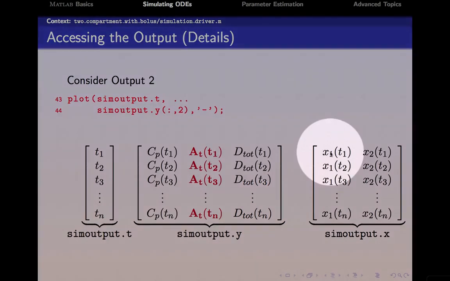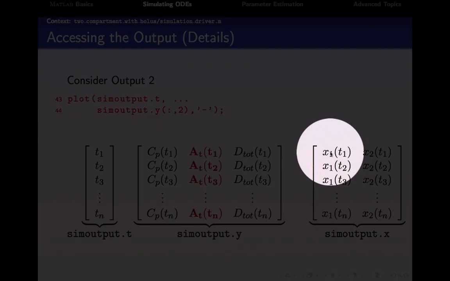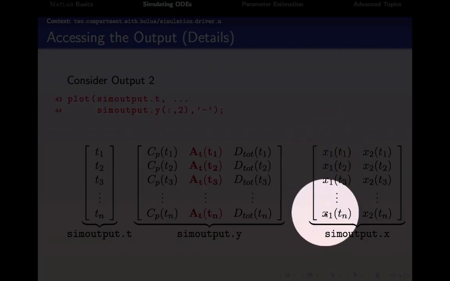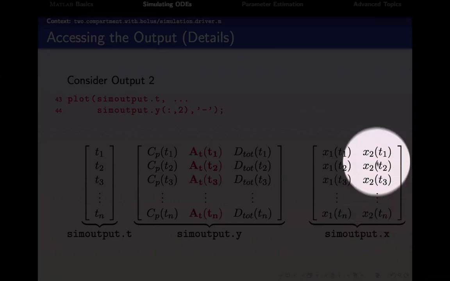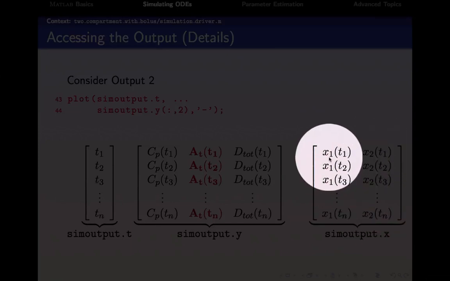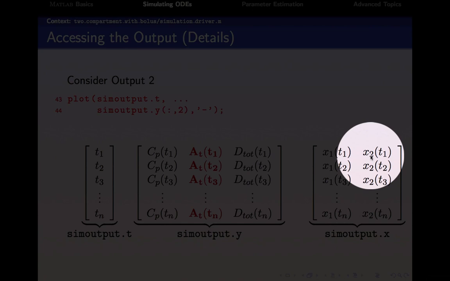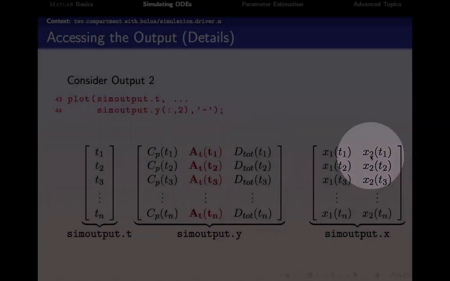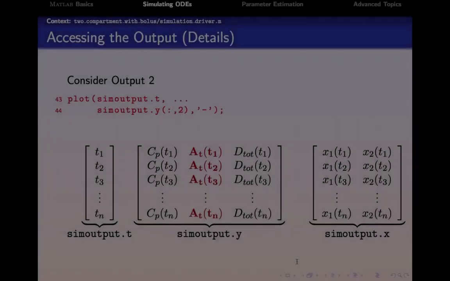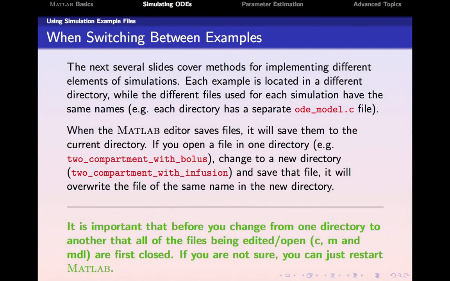Similarly, if we look at SimOutput.x, the first column is going to be the first state, and the second column is going to be the second state. So x1 here is x0 in C, and x2 here is going to be x1 within C. So this is an example of how to simulate the two-compartment system with the bolus.